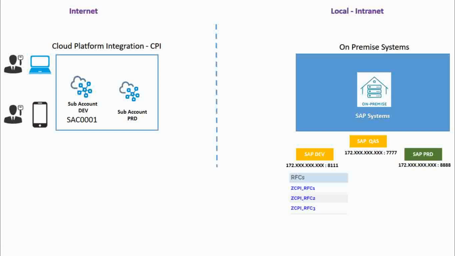and our focus point is RFCs. Assume that in one of your servers you have the following 3 RFCs: ZCP1 RFC1, ZCP1 RFC2, and ZCP1 RFC3. There are 3 function modules which are remote enabled, so that they can be consumed from the external system. So this is your setup right now.